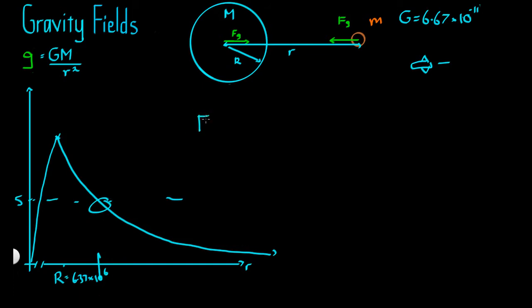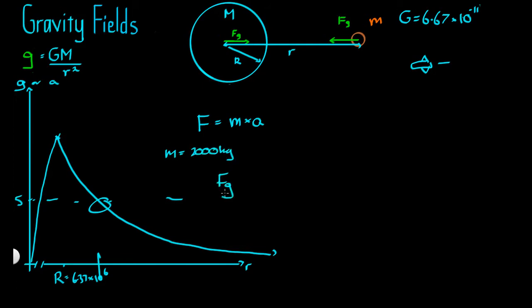But the actual force is given by F equals the mass times the acceleration. So this graph here with g gives me the acceleration, so g or a. But if I want to find the force, I have to multiply by the mass. So say I was here, and the gravity field strength was 5, and my craft was 2,000 kilograms.